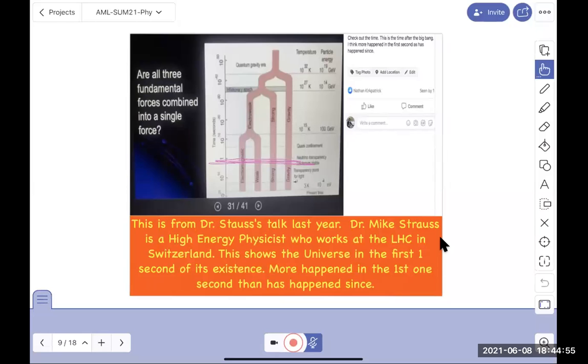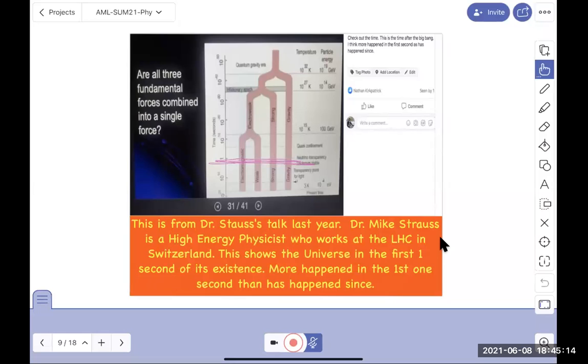All right, so now let's get back to this standard model. Learn some physics tonight. So this was a slide. Brandon wasn't here, but the rest of you were. This was one of the slides from yesterday where we talked about how more happened in the universe in the first 1 second than has happened since. Certainly as far as fundamental forces go.